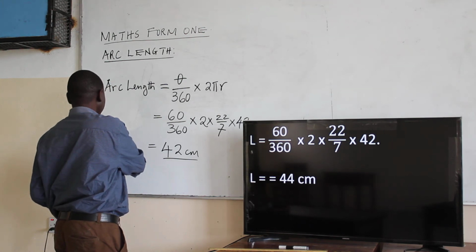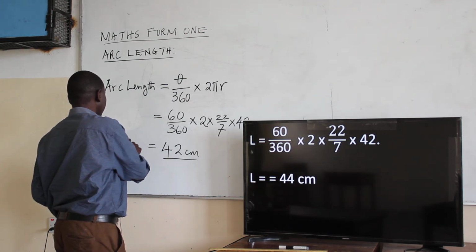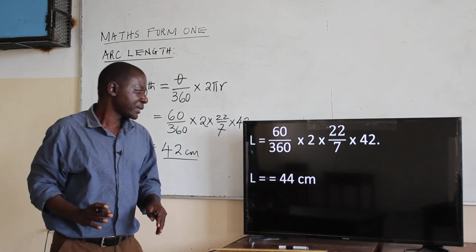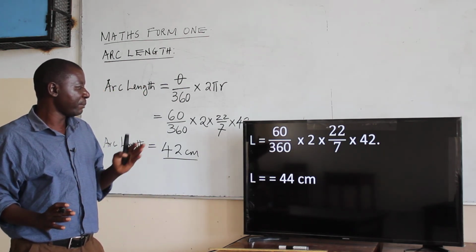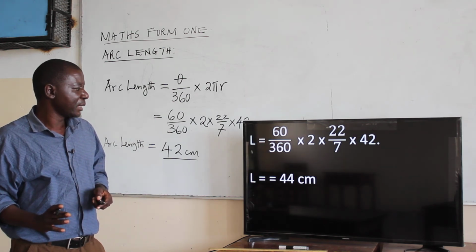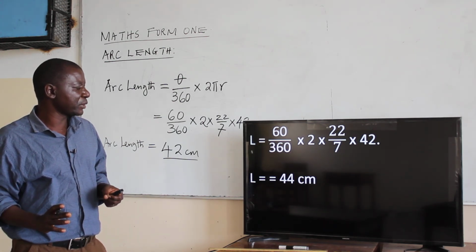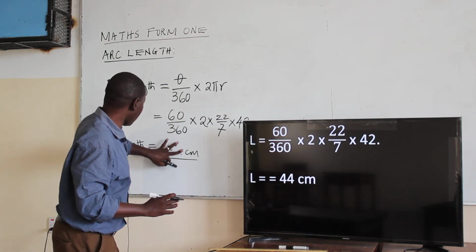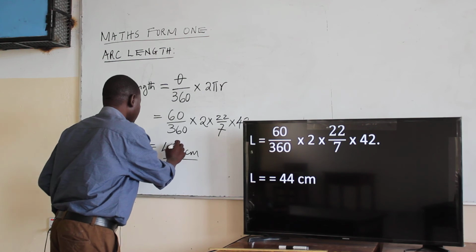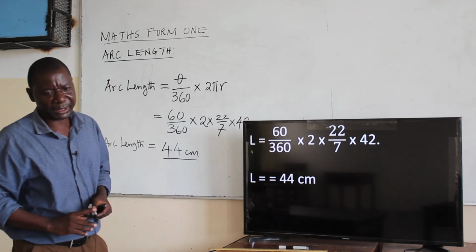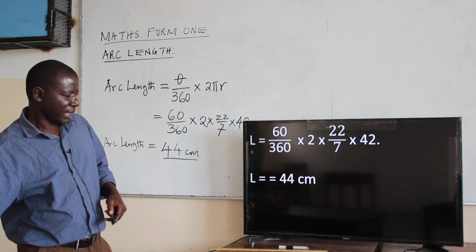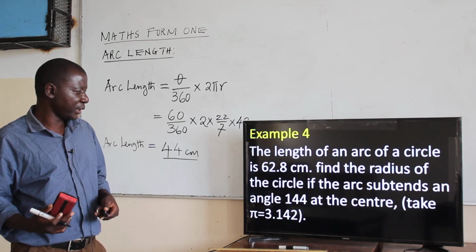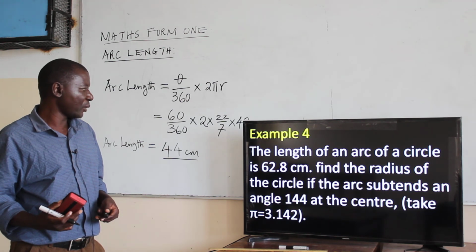So the arc length given by the angle of 60 degrees for a circle whose radius is 42 will be 44 centimeters. Let us look at another example, to give two or three examples and see how to calculate the arc length.